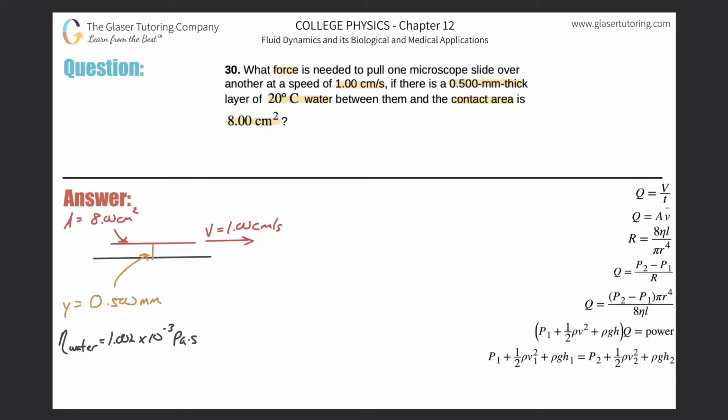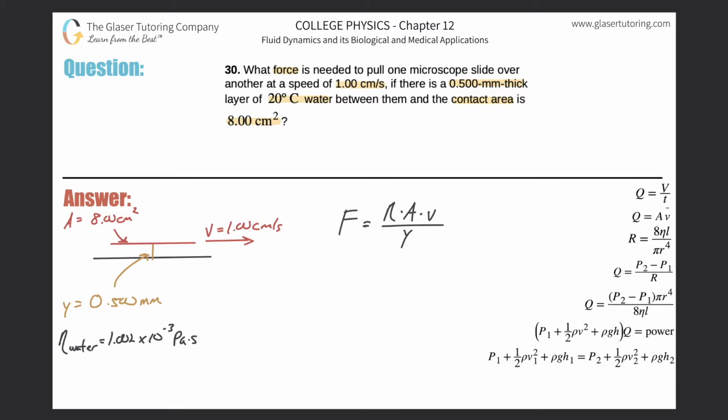We developed this formula in the prior problem. So we just have the force will be equal to the viscosity of the fluid multiplied by the area of contact between the two surfaces multiplied by the velocity of the moving object divided by the thickness of that particular fluid. All right, so basically we have all we need, so we can just throw everything into this formula.